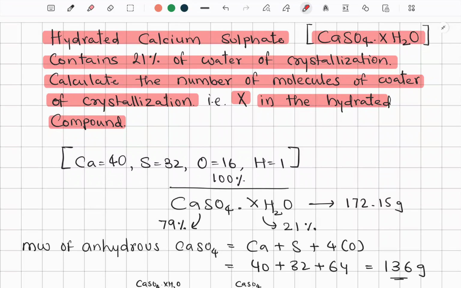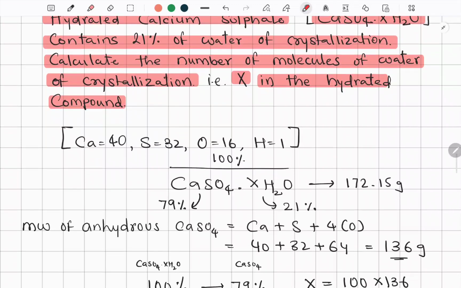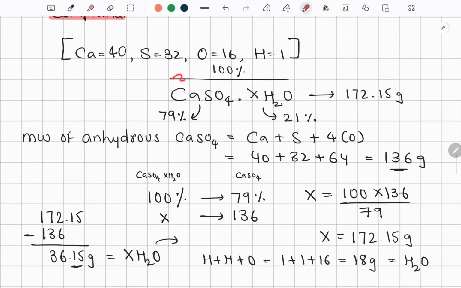tackle this sort of questions. So in this question it was clearly mentioned that the hydrated calcium sulphate is given. We don't know the value of x, but we know that it contains 21% of the water of crystallization, that is this part is 21%. And we had to calculate the number of water molecules, that is the value of x. So what do we do in this sort of question? We divide the part. If we consider the whole formula as 100% and we know that 21% was the XH2O, that means the remaining part, which is the anhydrous part, is 79%.